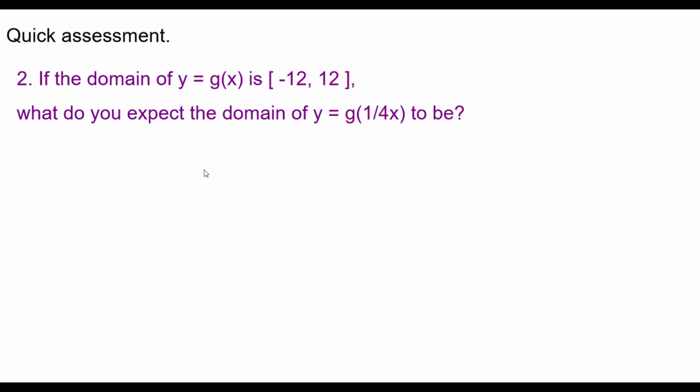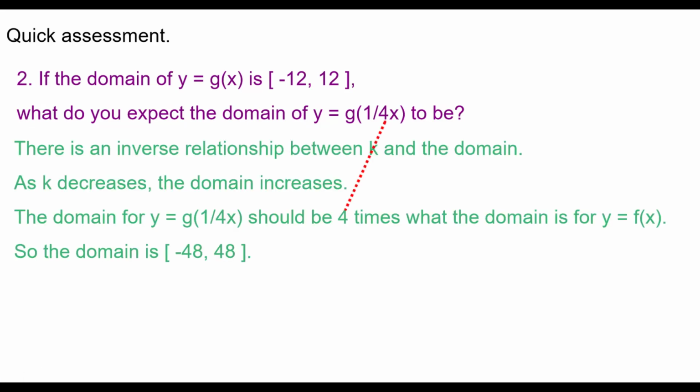If the domain of y equals g of x is from -12 to 12 inclusive, what would you expect the domain of y equals g of 1/4 x to be? Press pause and resume when you're ready. Again, an inverse relationship exists here. So the inverse of 1/4 is 4, multiplicative inverse. So it should be 4 times what it was before, which is -48 to 48 inclusive.